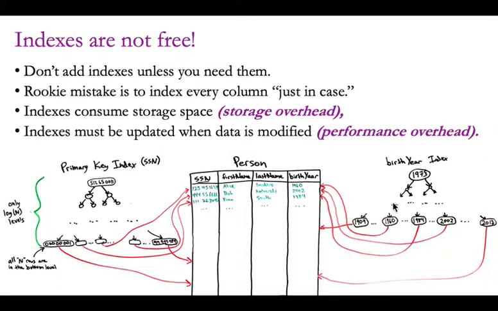All right, so one thing to keep in mind is that indexes aren't free. I mean, we've talked about the benefits of indexes, but there is a cost. So you shouldn't add them unless you really need them. A rookie mistake is to just index every column just in case. The problem with that is that there's both storage and performance overhead. Remember, all of these trees are going to have elements. The number of elements in these trees is going to be equal to the number of rows in the table, so it's not an insignificant size. And you'll need a new tree for every index if you're using trees. Whatever, every index consumes space that's proportional to the number of rows.